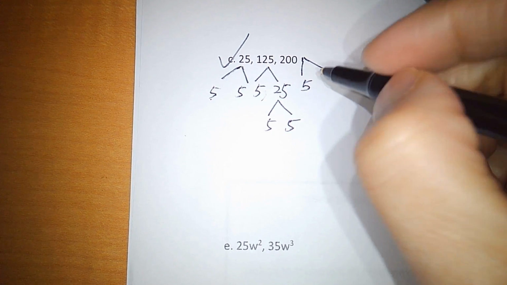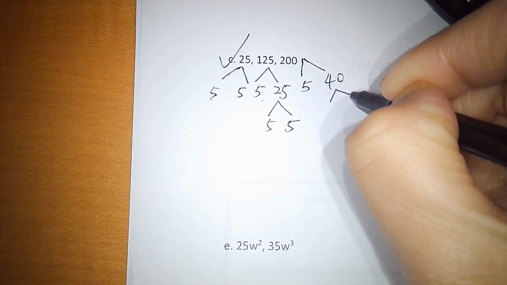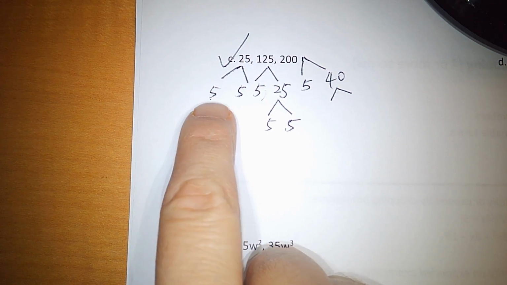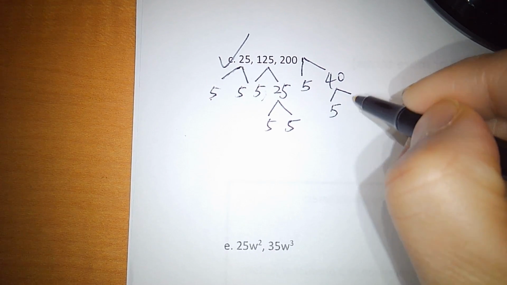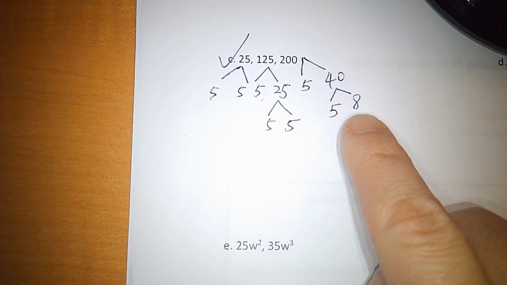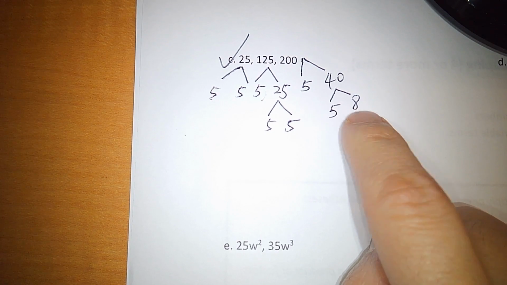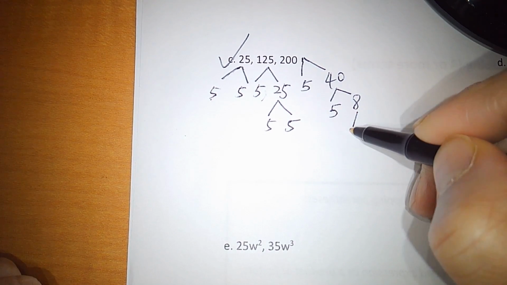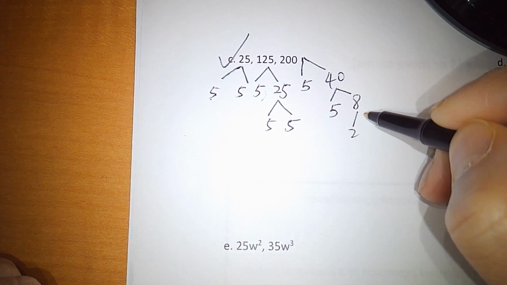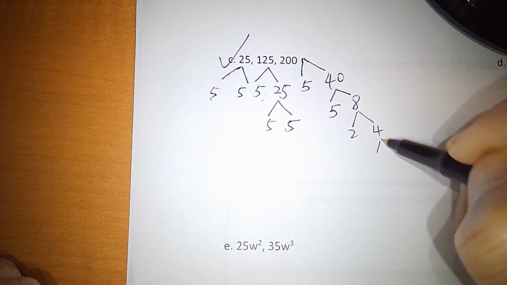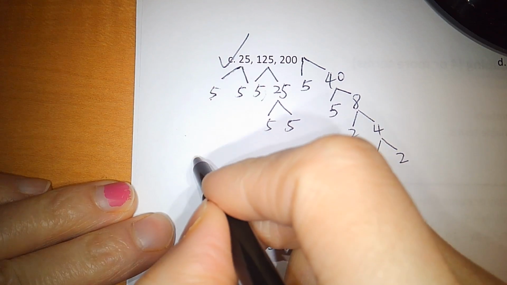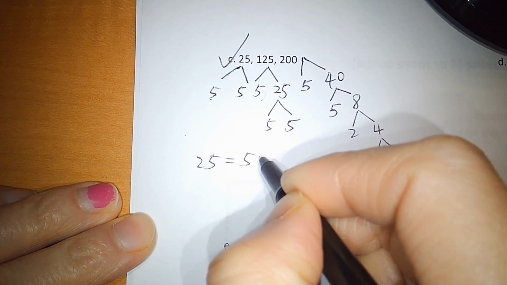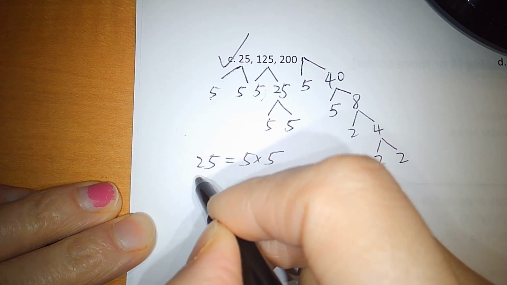40. 40 can be factored by, see this? 5 and 8. And actually 8 can be factored by what? 2 and 4, right? And 4 can be factored by what? 2 by 2, right? So 25 can be written as 5 times 5.